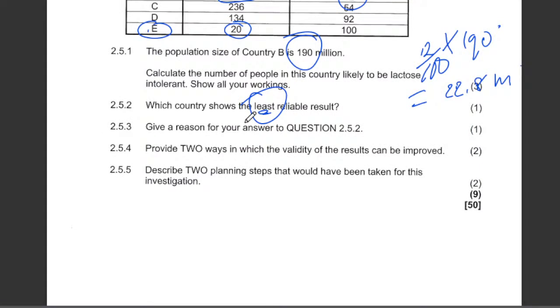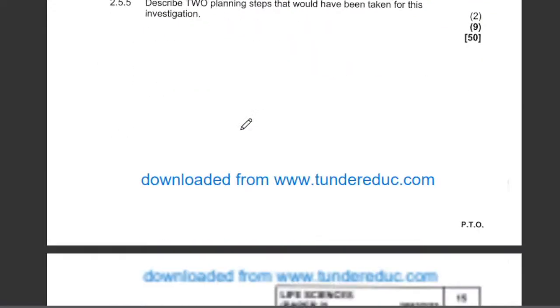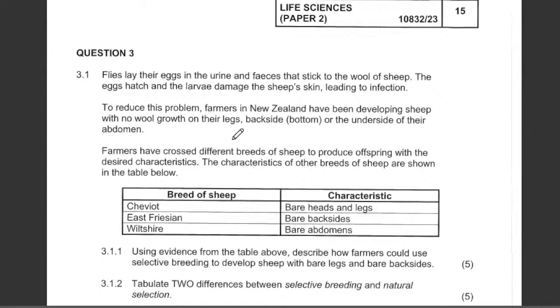Ask for permissions for these people. Are we going to be experimented on? You have to look at the suitable time for these individuals. So there is a lot of planning steps you can consider.